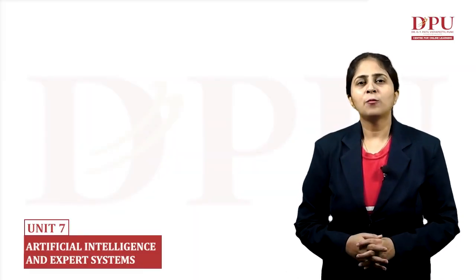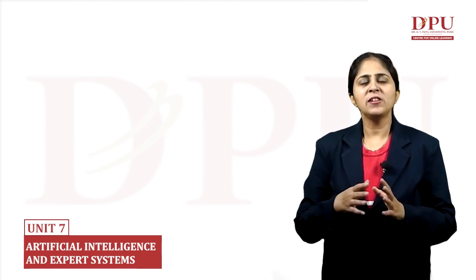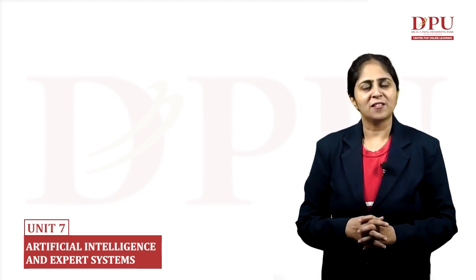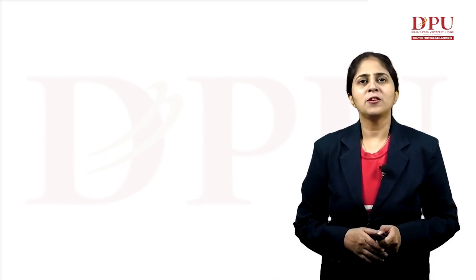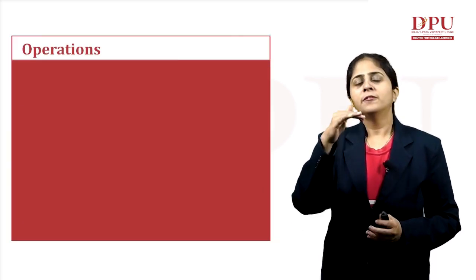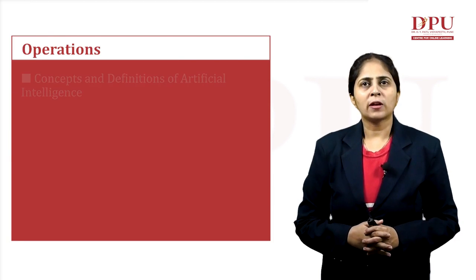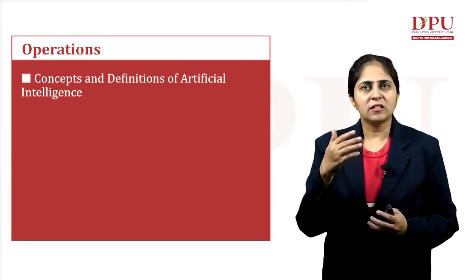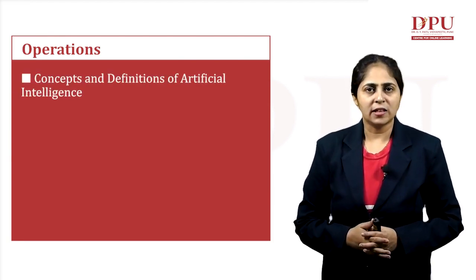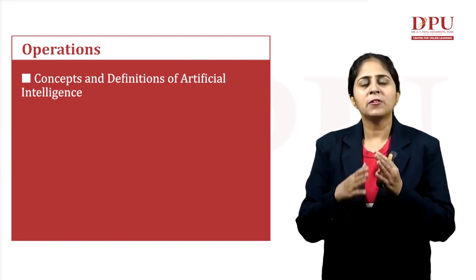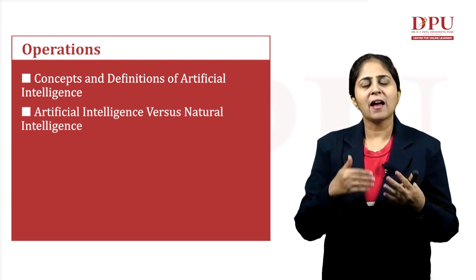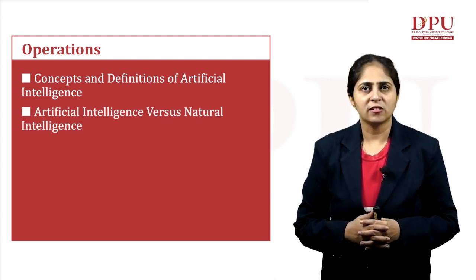Time to begin our Unit 7, which is Artificial Intelligence and the Expert System. So, the basic content of our Unit 7 are, first of all, in this unit we will be talking about the concepts and the definition of artificial intelligence. Then we will be understanding the difference between artificial intelligence and the natural intelligence.